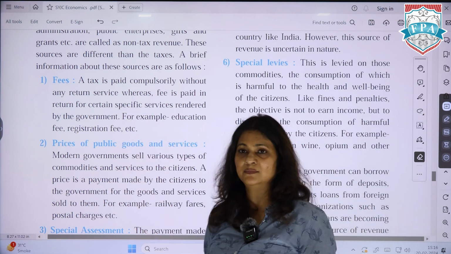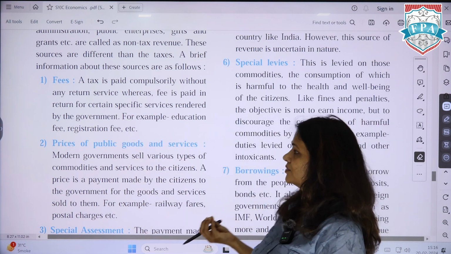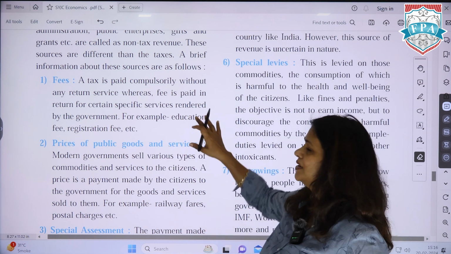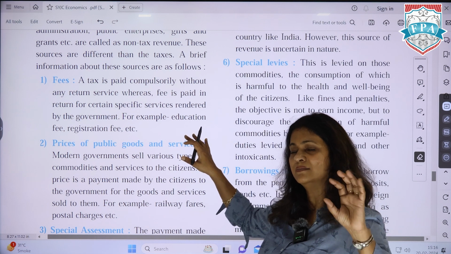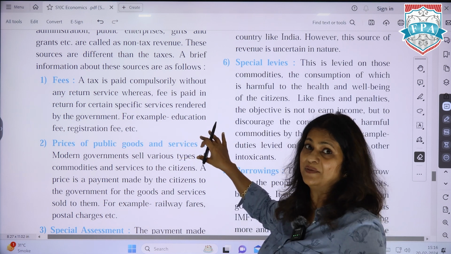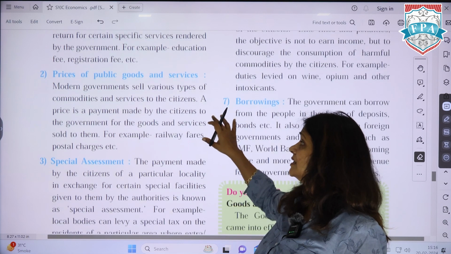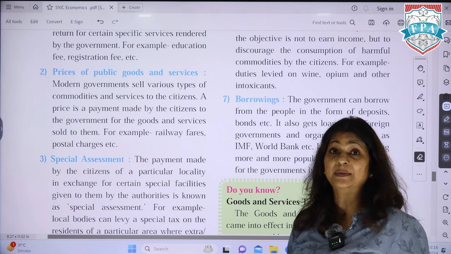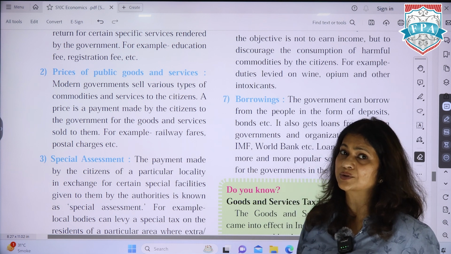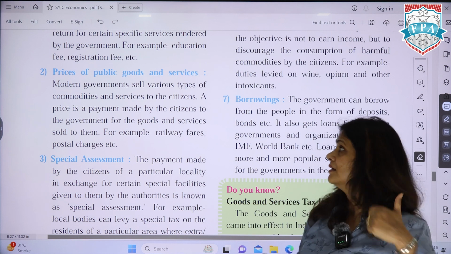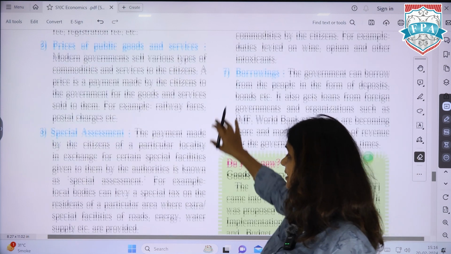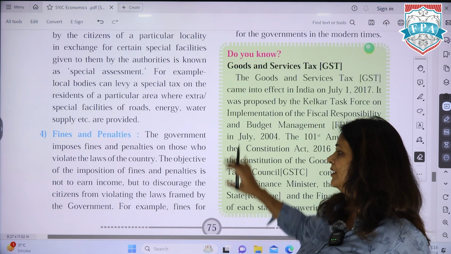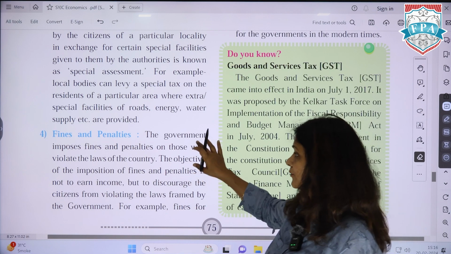One is fees, wherein government collects fees, for example, koi registration fees, education fees, aapka inka form bharte ho. That is a fee paid for any kind of services which you take. Fees is one way of earning revenue. The goods and services which the government sells, so any type of commodities and services which the government is selling, that is one source of income. So one is fees, the other is selling goods and services. Fines. You break any law of the country, you will be fined for violating any kind of laws.